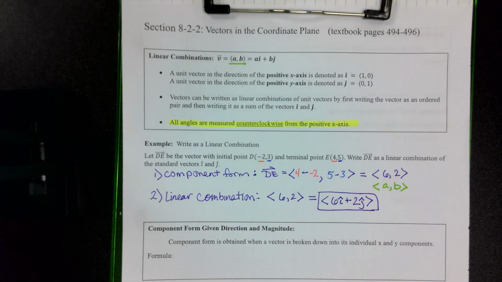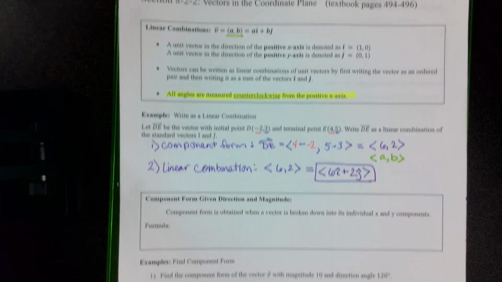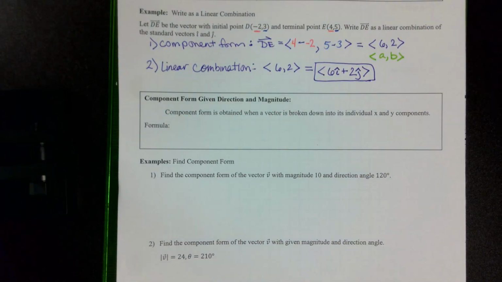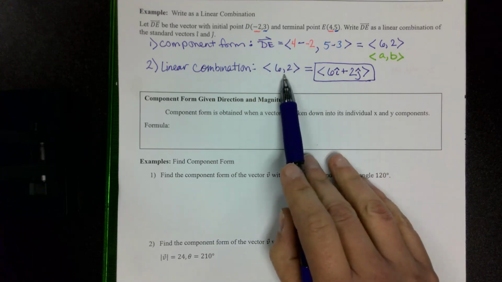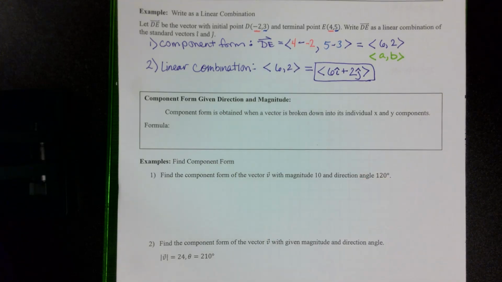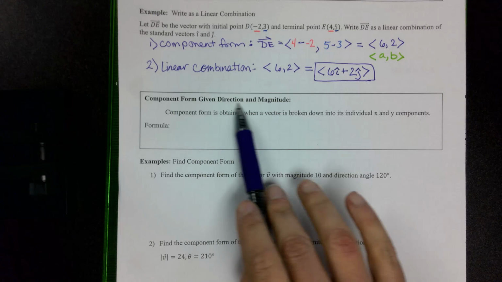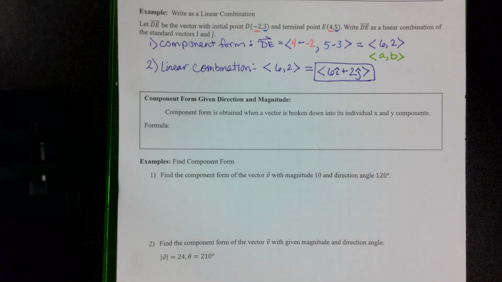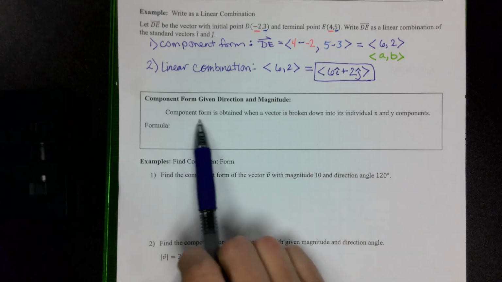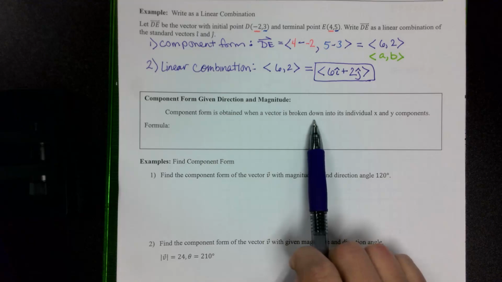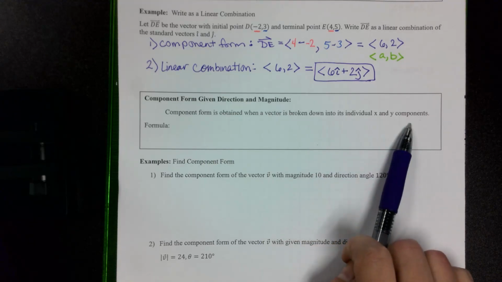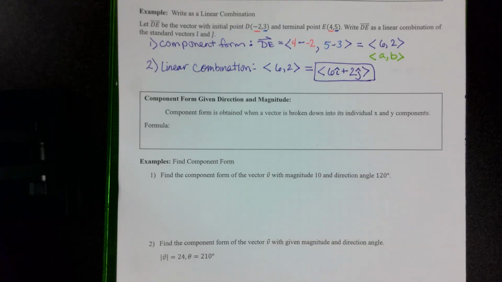All right, so then the next topic is component form given direction and magnitude. We already talked about component form, and this one is in component form. But now this is component form given direction and magnitude. It tells us that component form is obtained when a vector is broken down into its individual x and y components. Okay. And we have a formula here.